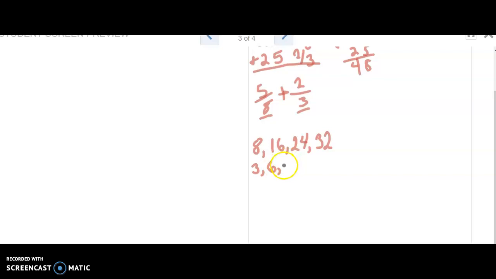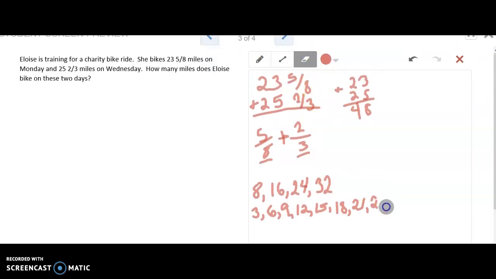So 3, 6, 9, 12, 15, 18, 21, 24. Oop, I see one. Do you guys see one? Oh, that's a 4. Looks like a 9 here. Let me see if I can adjust that a little bit. I don't want to confuse anybody here. So 24. There, that's better. I see 24 and 24. That's going to be my LCD.